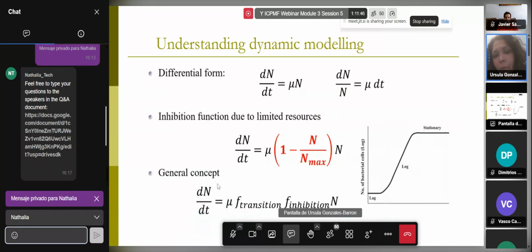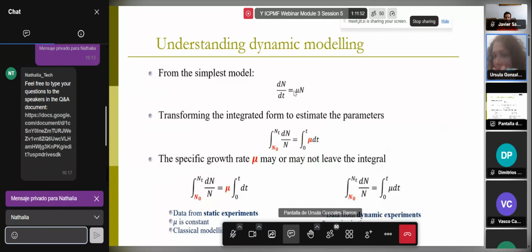But now let's stick to this very simple model, assuming that there is no lag phase or stationary phase. We can integrate this model, no? Because if we pass N to the denominator, we can integrate, right? We can put the integral and move with dt. But wait, maybe we cannot, because this growth rate can leave the integral only if it is constant. It's mathematics. This mu can leave the integral only if it's constant.